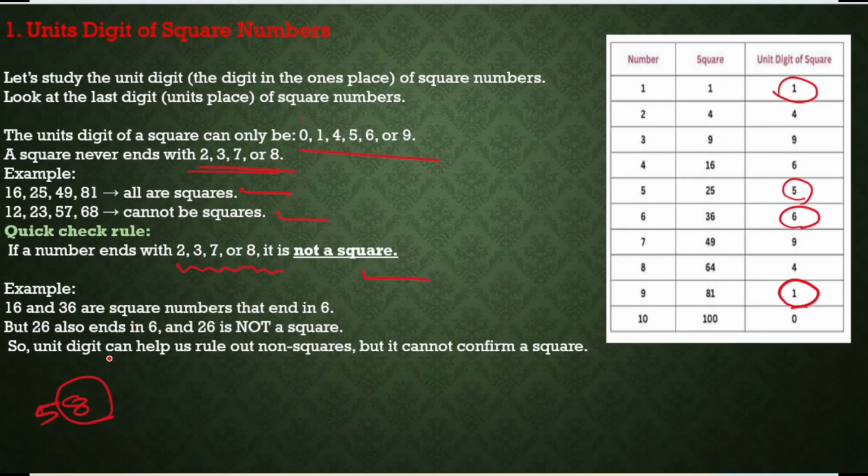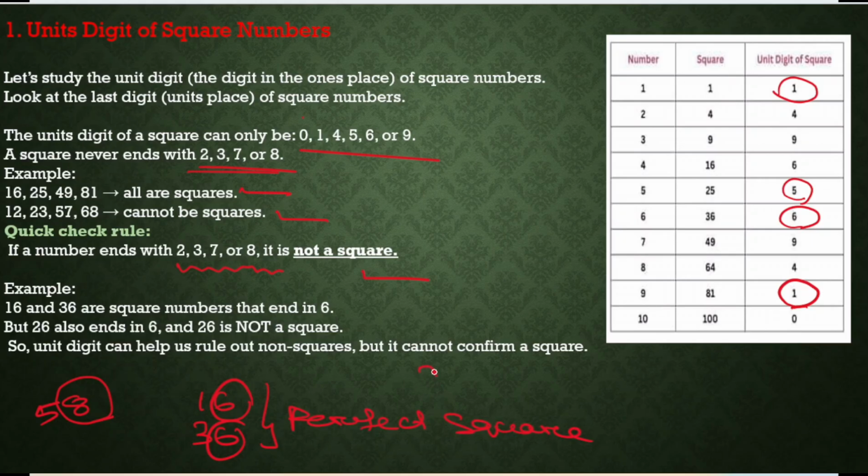See, 16 and 36 are square numbers. Why? These two numbers end with 6. See, 16, 36, unit place 6. So these are perfect squares.